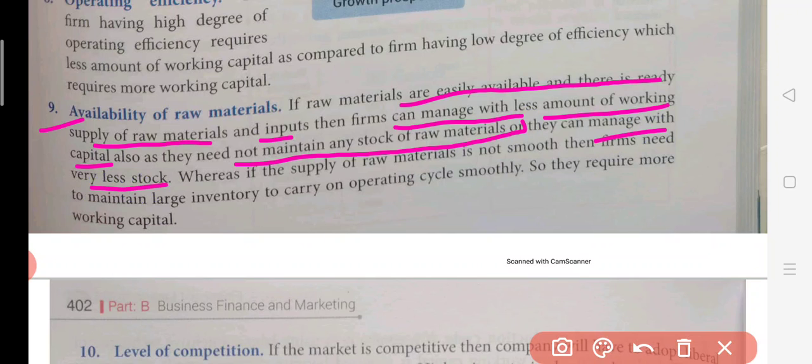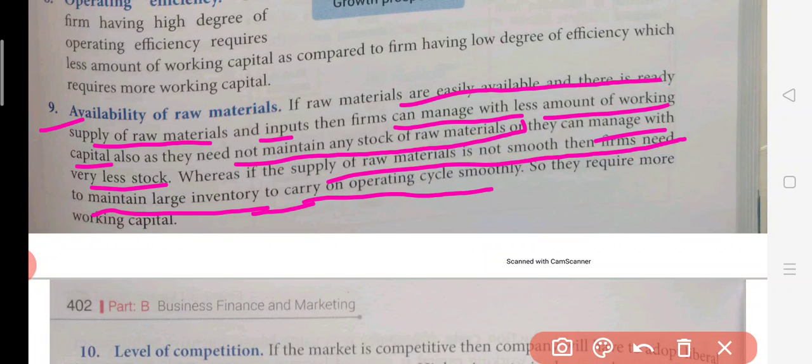Whereas if the supply of raw material is not smooth, if you're not getting this raw material easily, then you'll have to purchase and maintain high or large inventories of raw materials to carry on your business or operating cycle smoothly. So you'll require more working capital, here more money will be needed.